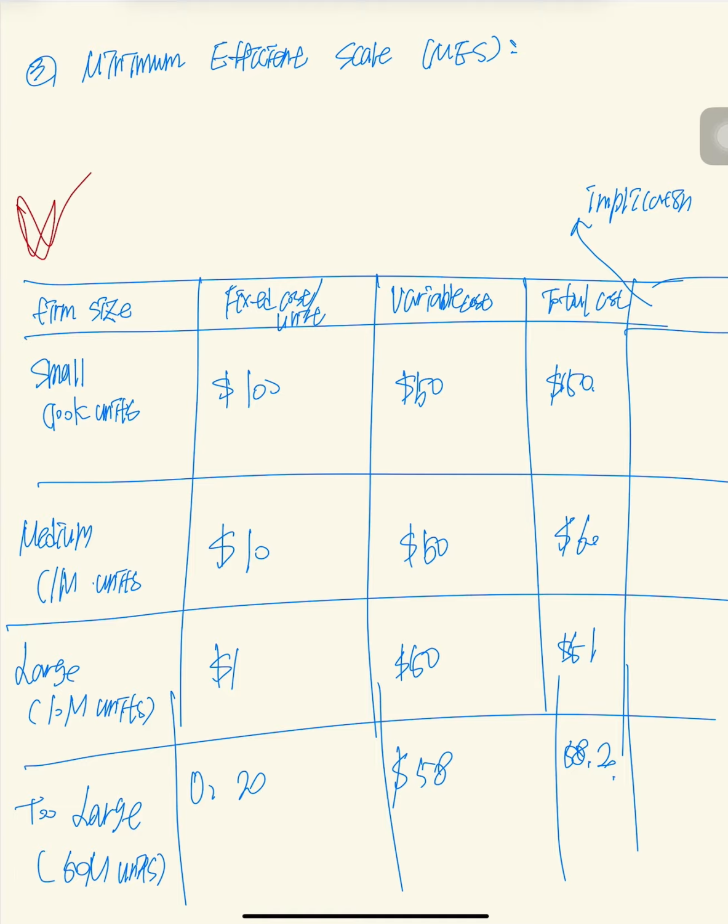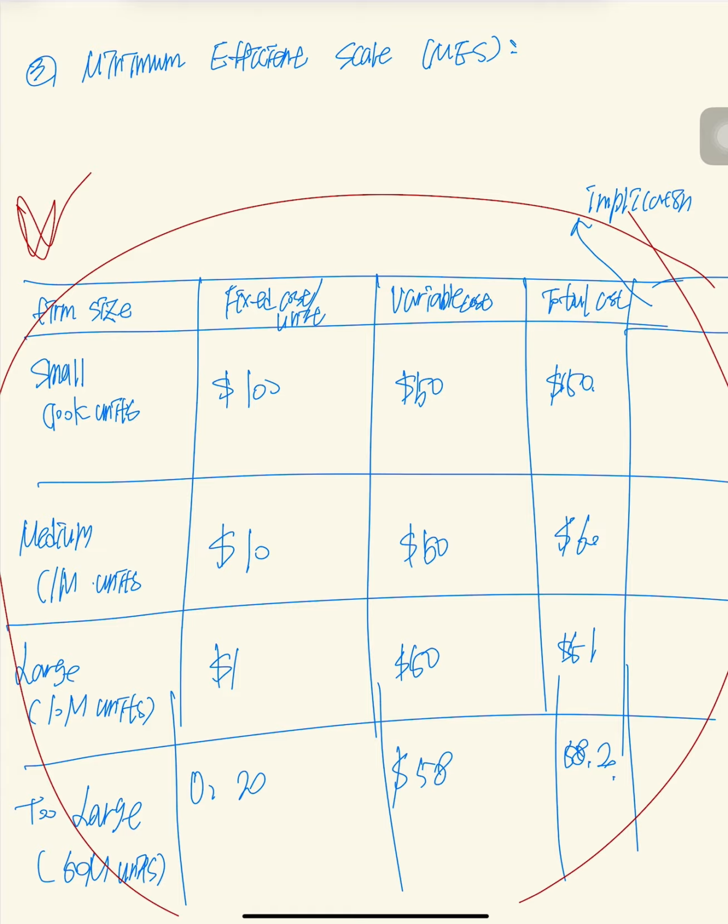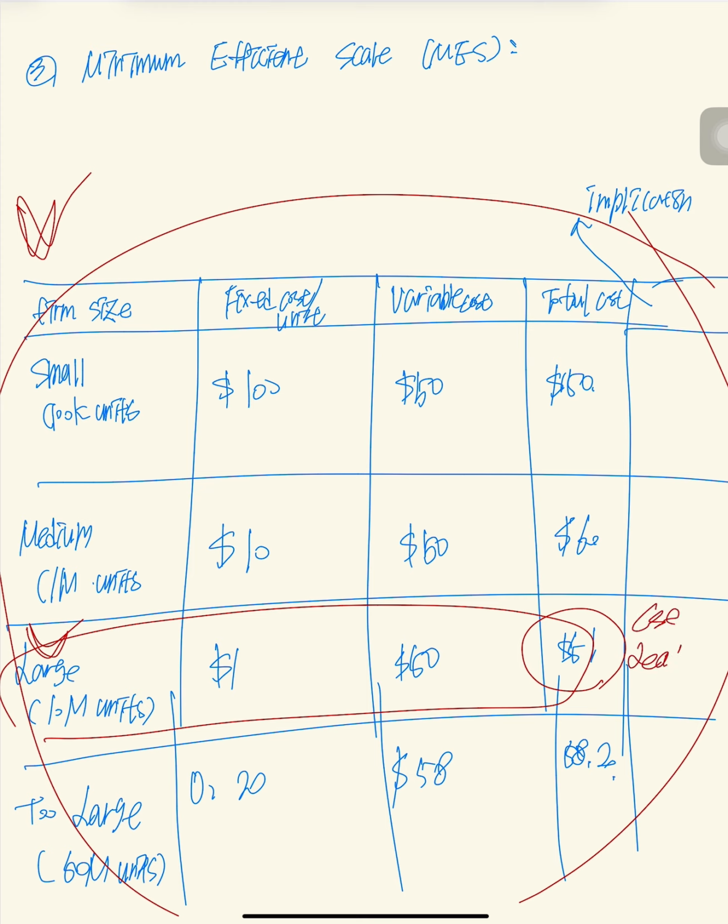In this table case, which one is the most interesting and the best choice? Maybe this one, large company. The total cost is $51. This is cost leadership, right? Then, second, medium is near MES. And the small company, not considered.